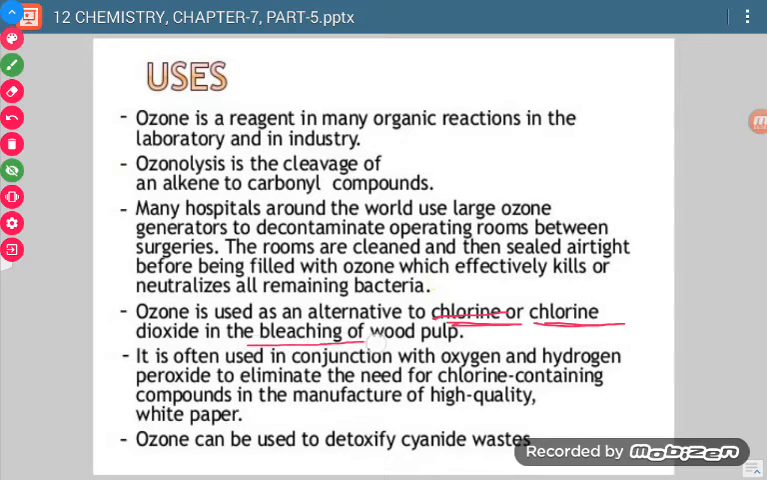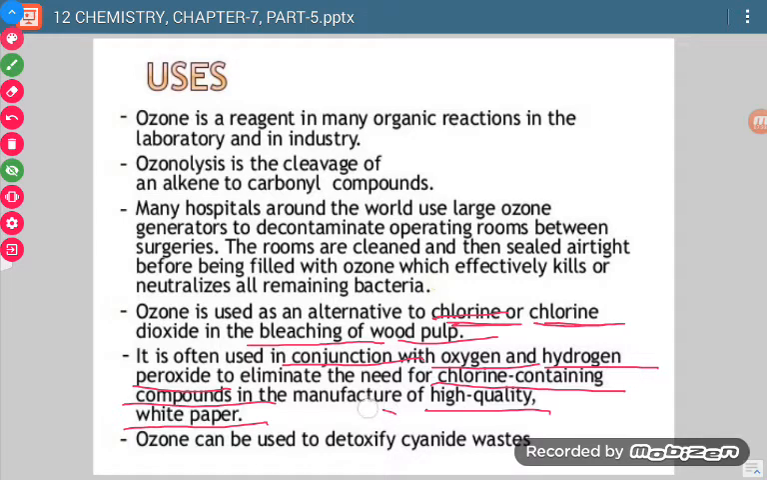So ozone can also be used in place of chlorine, and it has a bleaching action. It is also used in conjunction with oxygen and hydrogen peroxide to eliminate the need for chlorine-containing compounds. So where chlorine-containing compounds are required, if we don't have such compounds, then we can use ozone in association with oxygen and hydrogen peroxide.